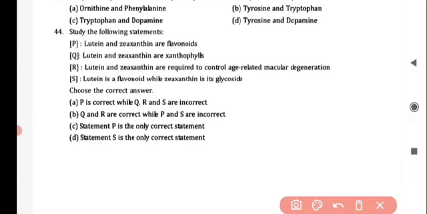Now next question is study the following statements. P is lutein and zeaxanthin are flavonoids. Q is lutein and zeaxanthin are xanthophylls. R is lutein and zeaxanthin are required to control age-related macular degeneration, and S is lutein is a flavonoid while zeaxanthin is its glycoside. Now choose the correct answer. Now the correct answer is option B, that is Q and R are correct while P and S are incorrect.